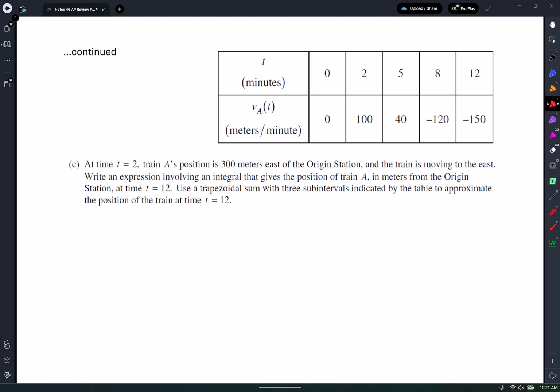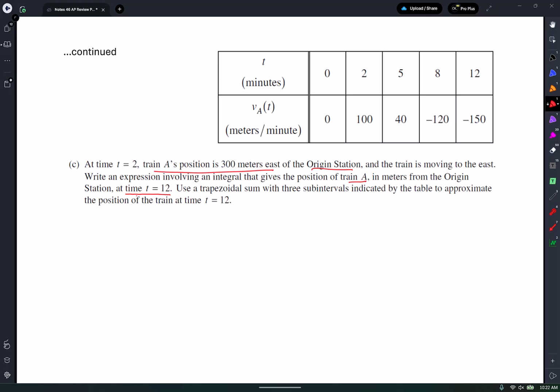Okay. At time t equals 2, actually, Miss Houston, do you want to read this? At time t equals 2, train A's position is 300 meters east of the origin station, and the train is moving. Write an expression involving an integral that gives the position of train A in meters from the origin station at time t equals 12.